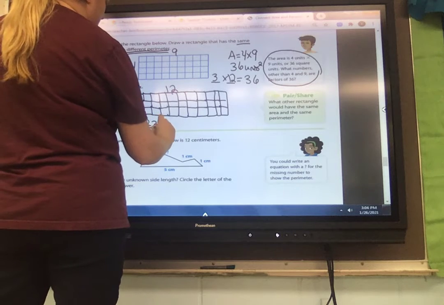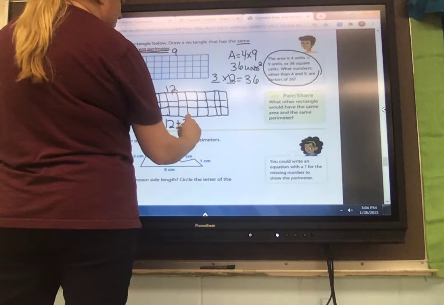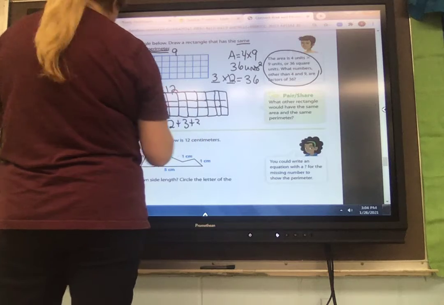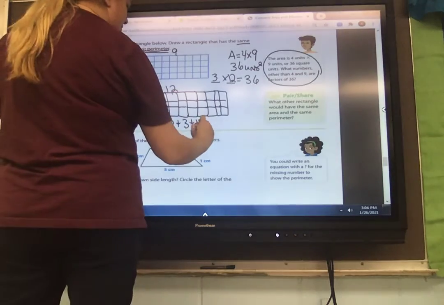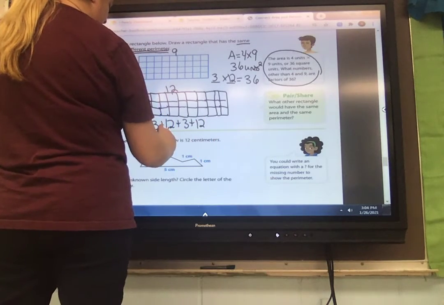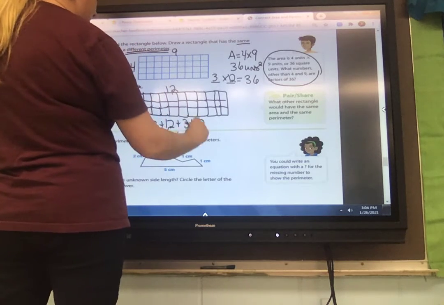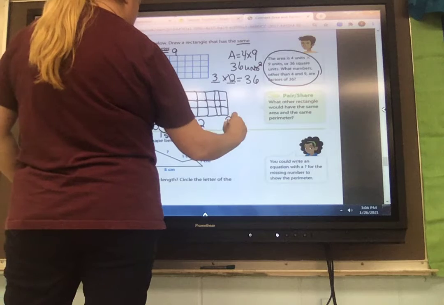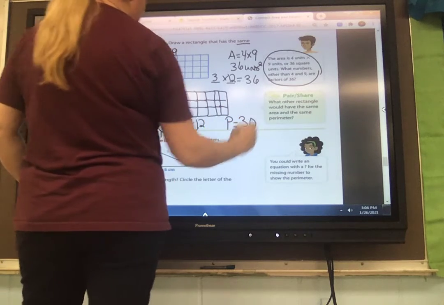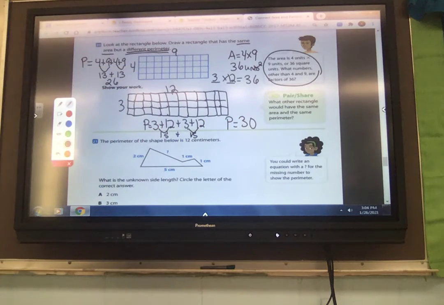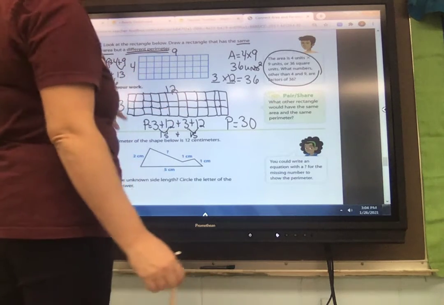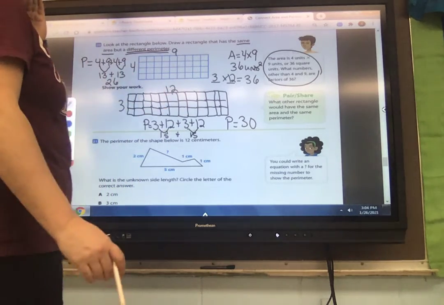3 plus 12 plus 3 plus 12. There we go. 3 and 12 make 15 plus another 3 and 12 is 15. And 15 plus 15, perimeter would be 30. So are my perimeters different? Yes. Are my areas the same? Yes. 3 times 12 is 36.